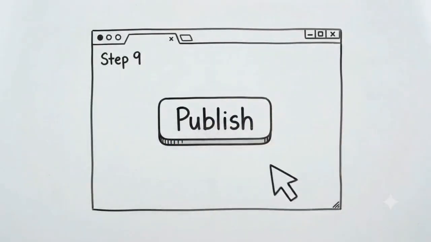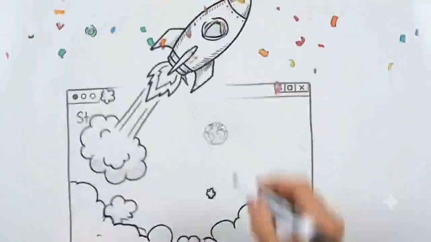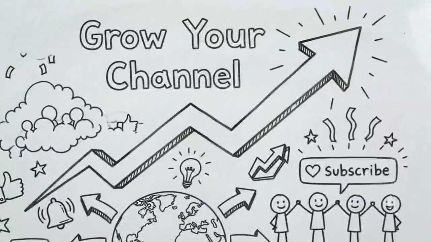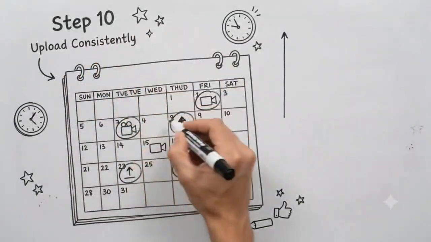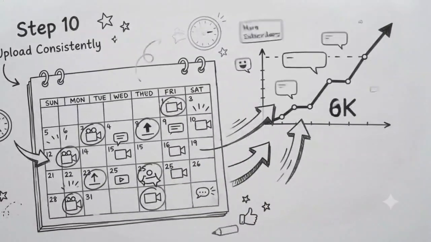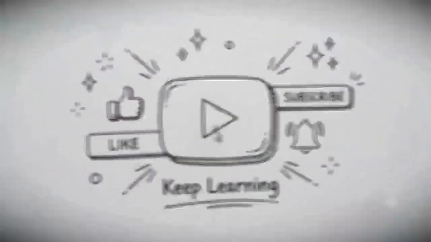Everything is ready. Click the Publish button, and congratulations! Your first YouTube video is now live for the world to watch. Keep uploading videos consistently and improve with every upload. The more value you provide, the more views, subscribers, and growth your YouTube channel can achieve over time.